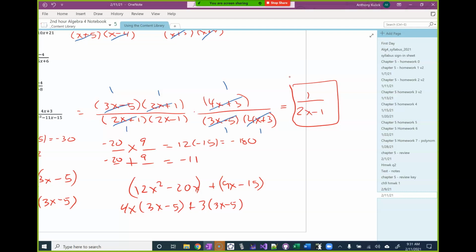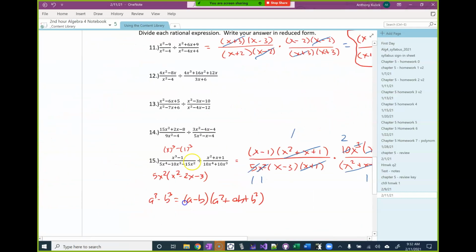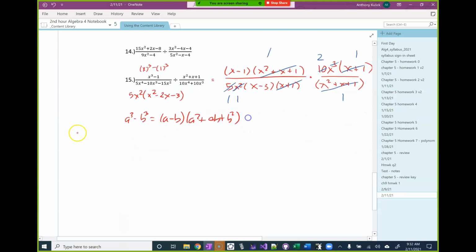What do you guys think? Lily? Number 14? Let's take a look. I'm just playing, Lily. So I don't have enough room now that I worked on 15, so I'm just going to do it below here. Is that okay with you? Yeah. All right.